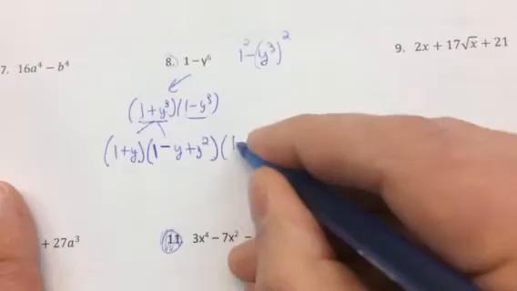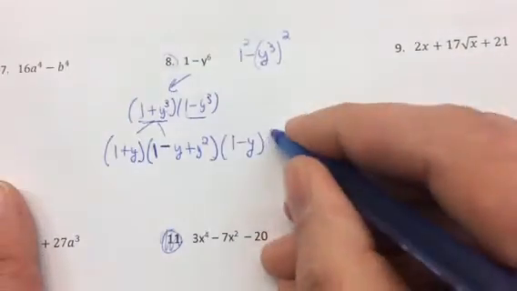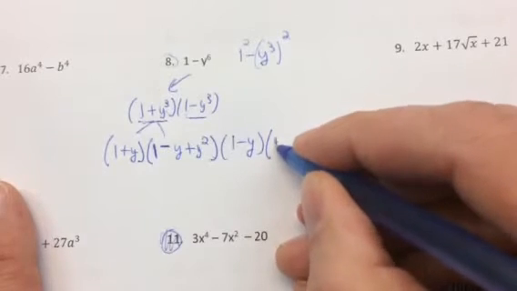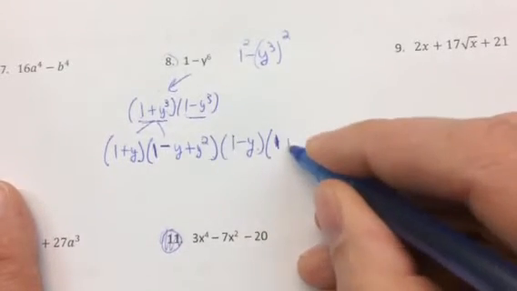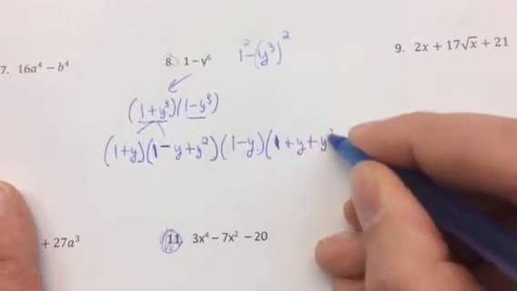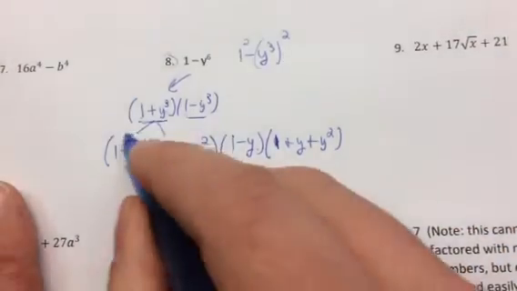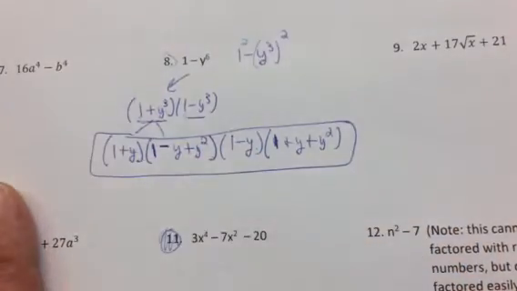That breaks up into 1 minus y times 1 times y, which is 1 squared, which is 1, 1 times y, which is y, plus y squared. Man, this is crazy, but this is what it broke up into. This is our factored form.